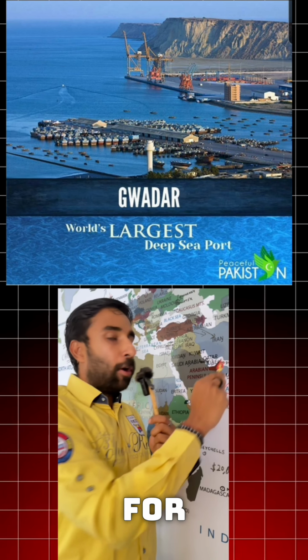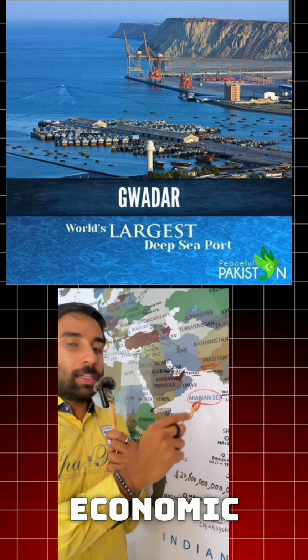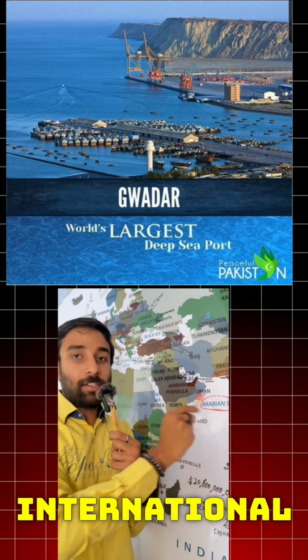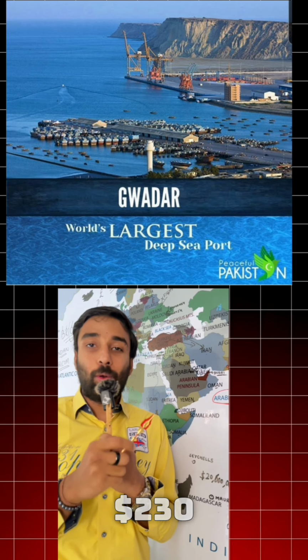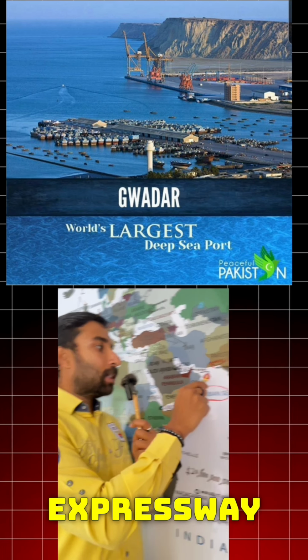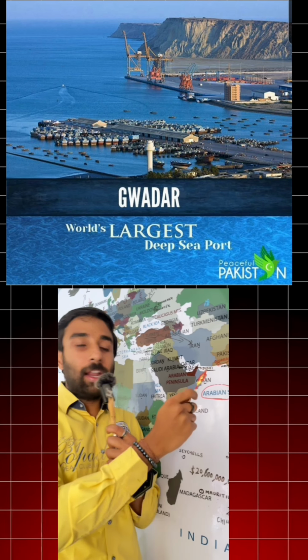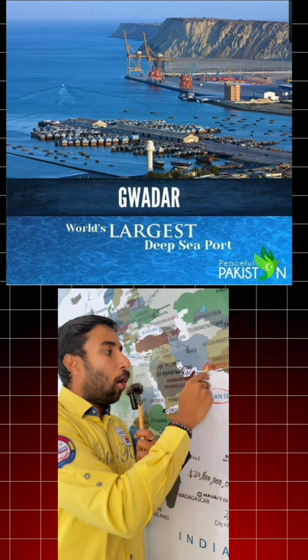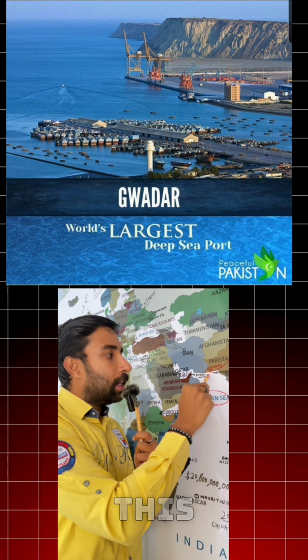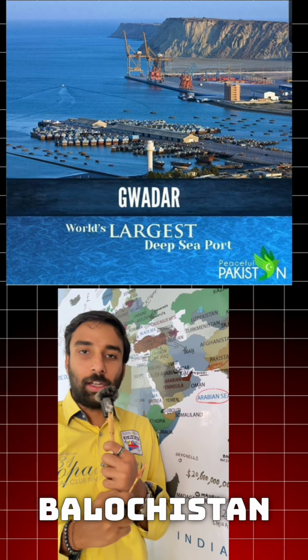Along with this, for people to travel to the Guadar special economic zone and to the ports directly, they have invested in the new Guadar International Airport, which is a project of $230 million, plus a major highway, the East Bay Expressway, at $300 million. And to facilitate all this energy consumption, a 300 megawatt coal power plant in this Guadar region of Balochistan.